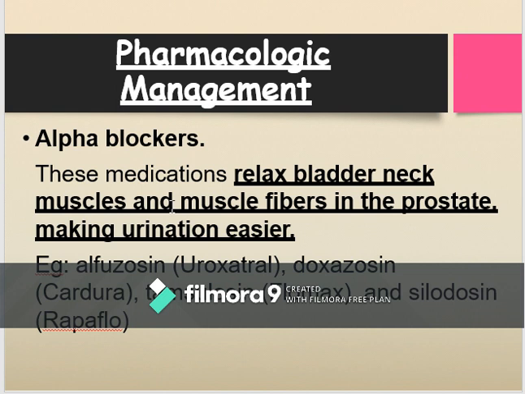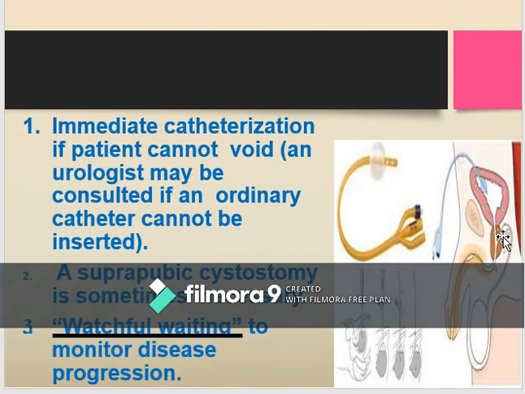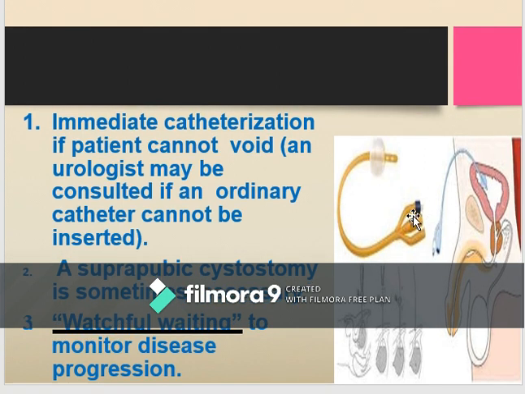The first group of drugs are called alpha blockers. Why we are giving alpha blockers is, the action is they relax the bladder neck muscles and muscle fibers in the prostate, making urination easier. See, this is the prostate gland, it is all compressing, and on top of that when you have the urge to urinate and you are putting more pressure on the bladder, it will increase the symptoms of abdominal pain as well as the other lower urinary tract symptoms.